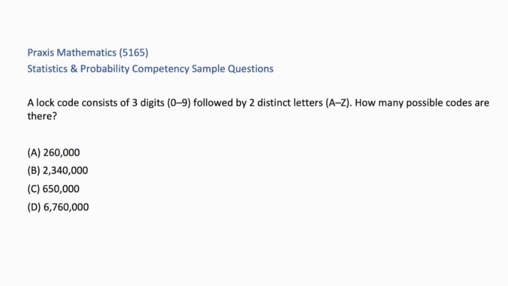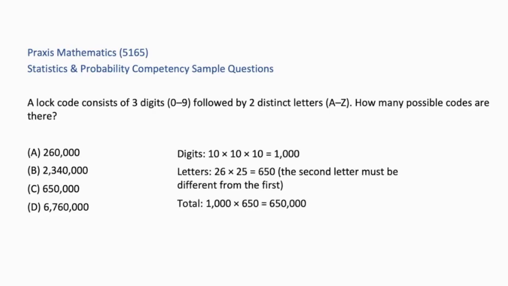A lock code consists of 3 digits, 0 through 9, followed by 2 distinct letters, A through Z. How many possible codes are there? A, 260,000, B, 2,340,000, C, 650,000, or D, 6,760,000. The strategy we will be using is multiplying the number of digit combinations times the number of letter combinations.